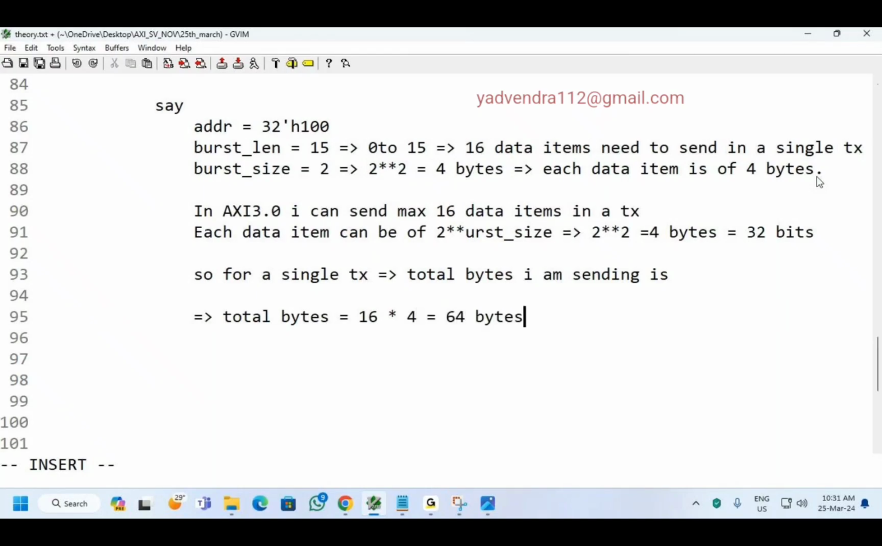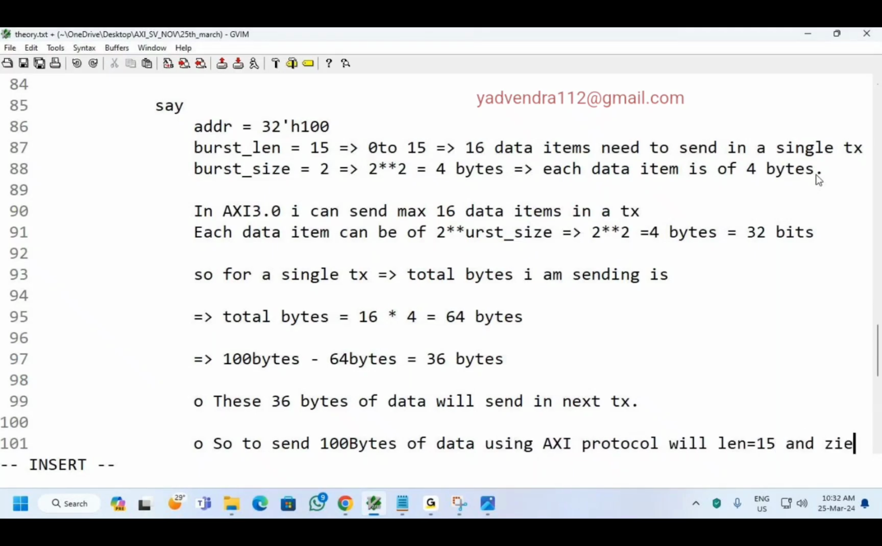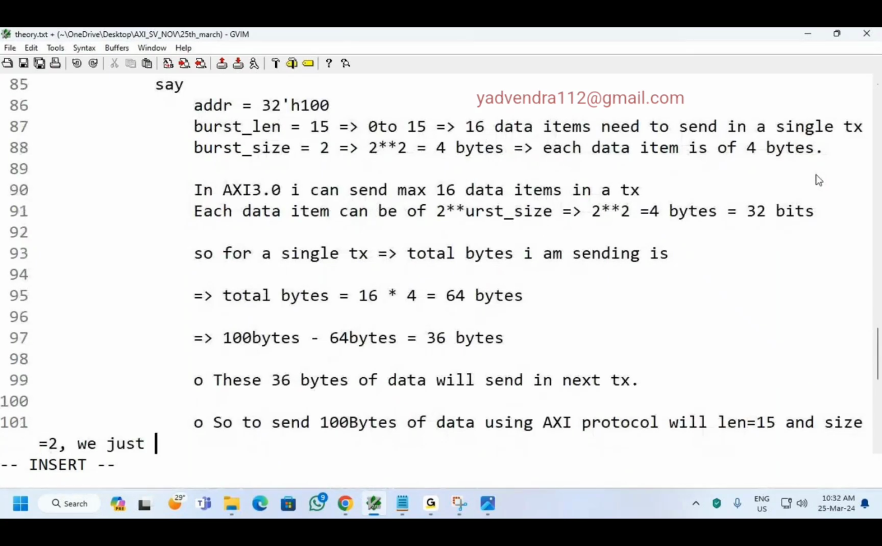That is 64 bytes. So 36 bytes are remaining, 100 minus 64, and these 36 bytes of data will be sent in the next transaction. So to send 100 bytes of data using the AXI protocol, with length and size equal to 2, we just require 2 transactions.